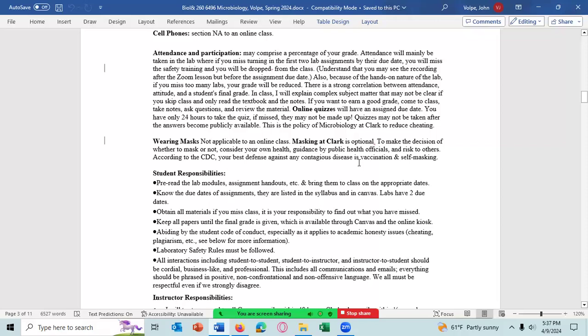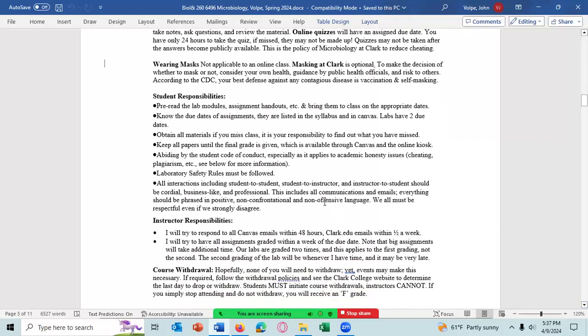I'll let you read about wearing masks, student responsibilities. Students should pre-read the assignments, the handouts, bring them to class. Know the due dates of assignments. They're in Canvas. They're also in the Canvas calendar.